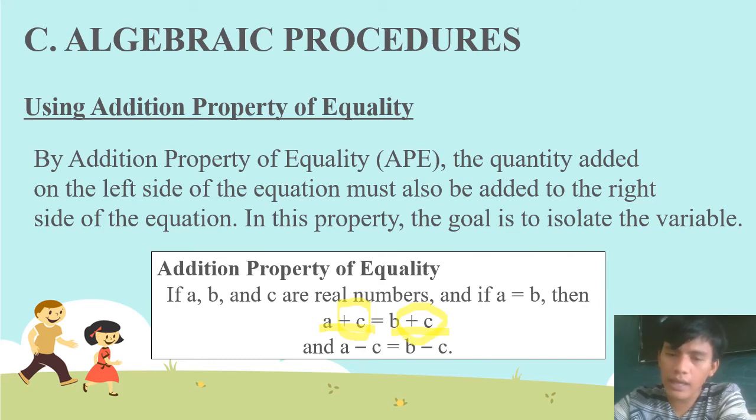Another example, a is equal to b, right? Then we put negative c to the left side, then you also put negative c to the right side. It doesn't change the result. That's the addition property of equality.